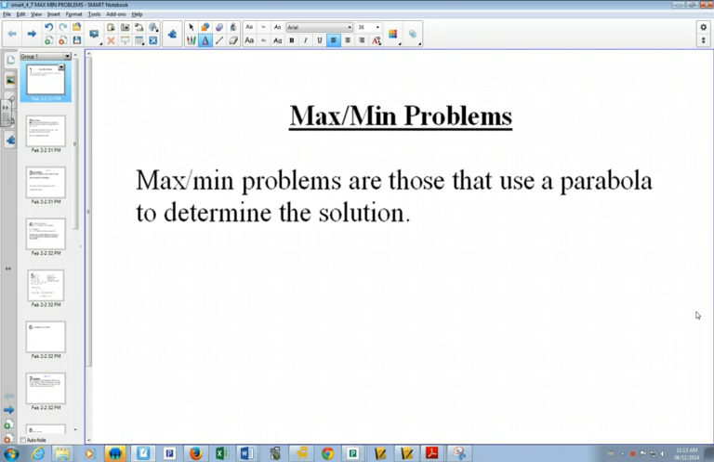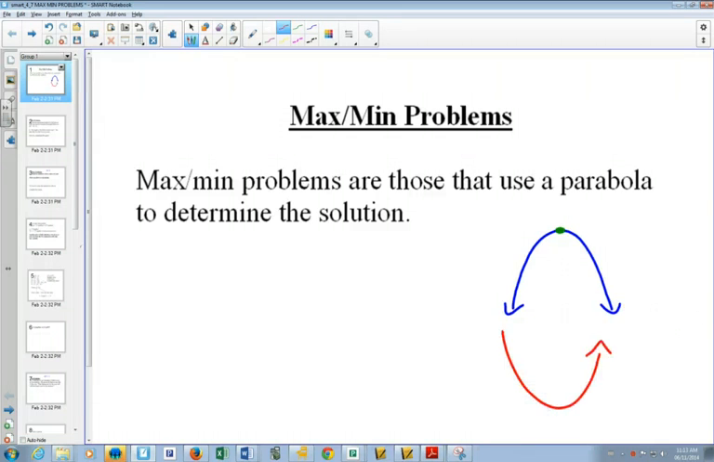All of our questions will make parabolas. And the nice thing about parabolas is sometimes a parabola has a maximum and sometimes it has a minimum. And so we'll see how this equation makes those values.